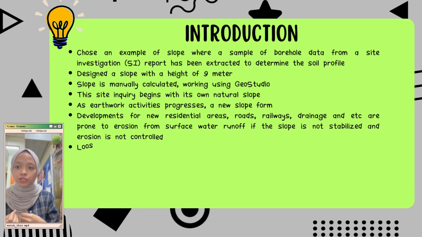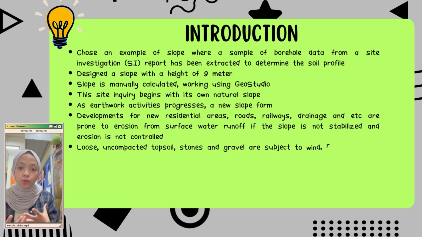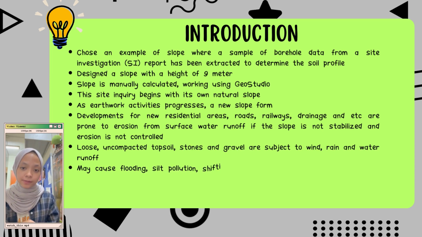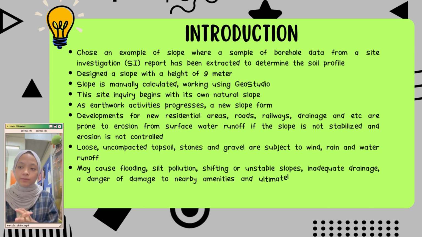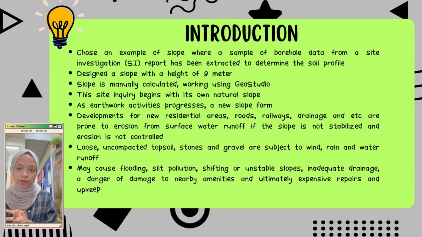Developments for new residential areas, roads, railways, drainage, and etc. are prone to erosion from surface water runoff if the slope is not stabilized and the erosion will not be controlled. Uncompacted topsoil, stones, and gravel are subject to wind, rain, and water runoff. It may cause flooding, silt pollution, shifting or unstable slopes, inadequate drainage, and damage to nearby amenities, and ultimately expensive repairs and upkeep.